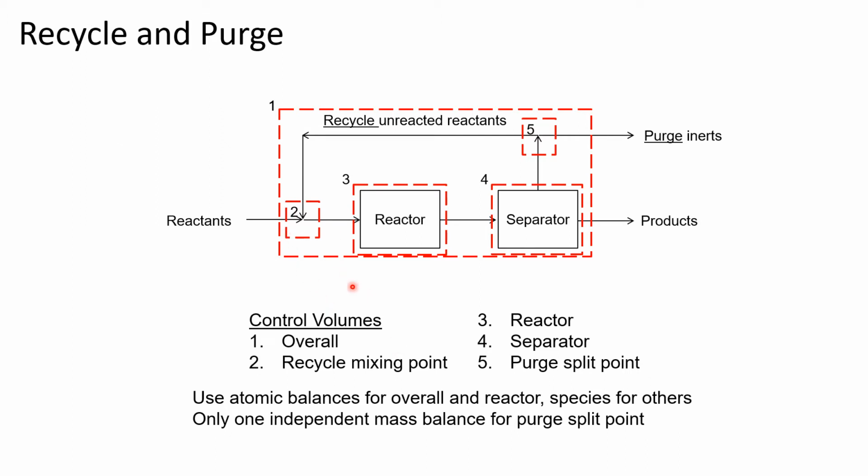If we perform mass balances for any control volume that involves a reactor, then we're going to use atomic balances to perform the mass balances. For all other control volumes, we're just simply going to use molecular species balance. So control volume 1, the overall one, contains a reactor, so we would use atomic balances for that. Control volume 3 is around the reactor alone. We will use atomic balances for that. Now remember that if we use a species balance around a split point, such as that shown here for control volume 5, there's only one independent mass balance that can be written for a split.